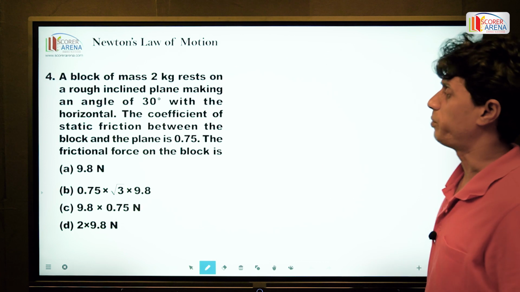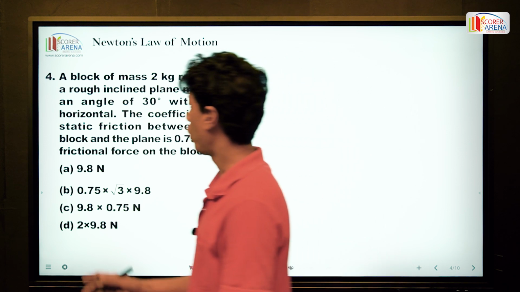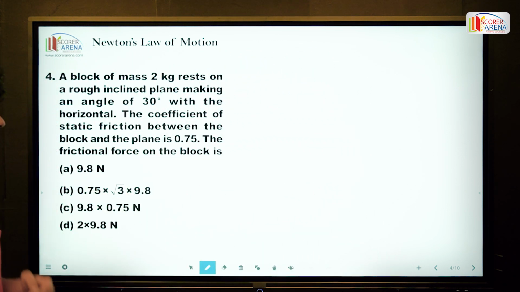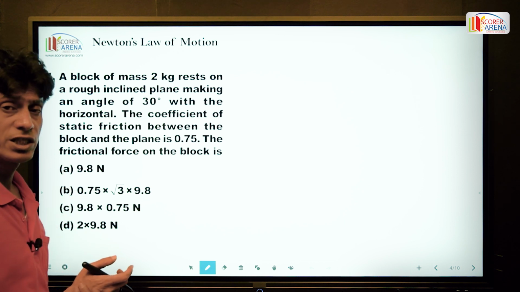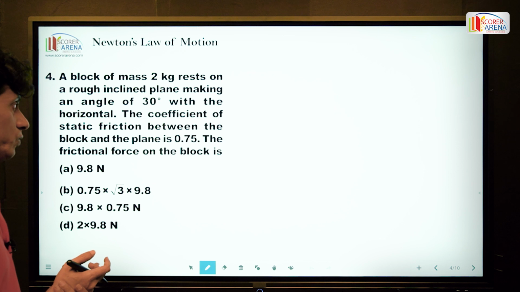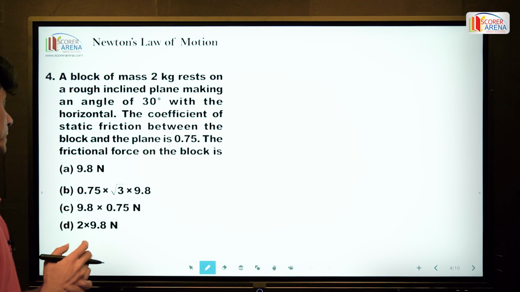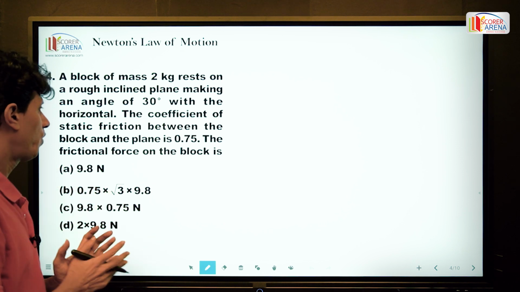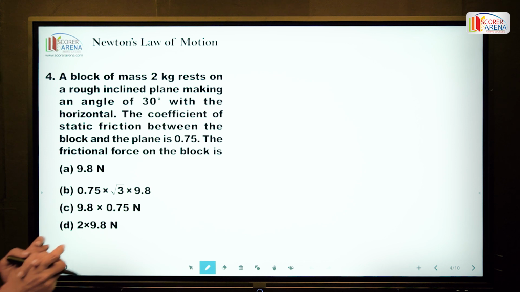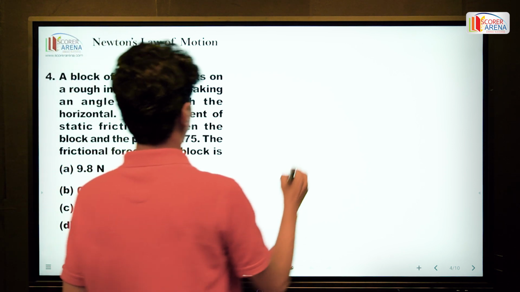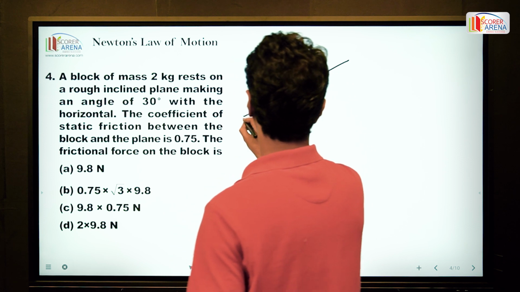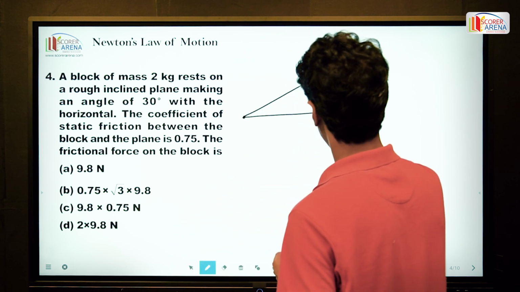So, next amazing problem. A block of mass 2 kg rests on a rough inclined plane making an angle of 30 degree with the horizontal. The coefficient of static friction between the block and plane is 0.75. The frictional force on the block is? This is a problem based on the inclined plane.